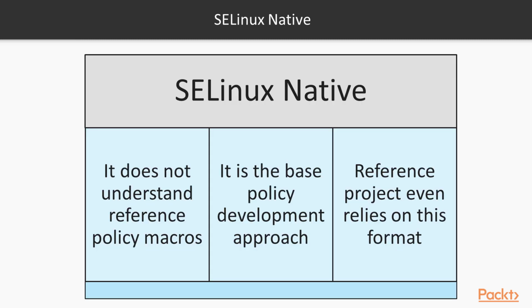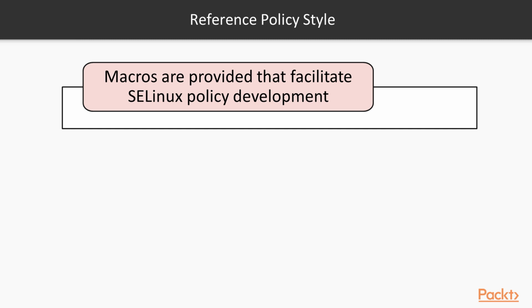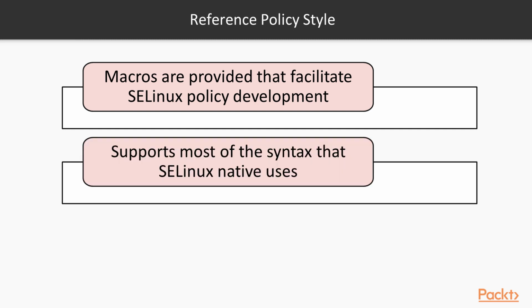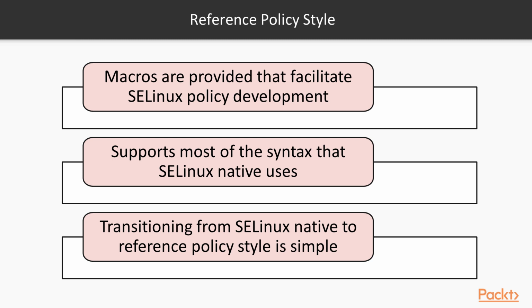The first format we call SELinux native. It doesn't understand reference policy macros, but is the base policy development approach that's still in use. The reference project even relies on this format to build its own set of rules. The second format we call reference policy style. Here, macros are provided that facilitate SELinux policy development, while still supporting most of the syntax that SELinux native uses. Transitioning from SELinux native to reference policy style is therefore quite simple.